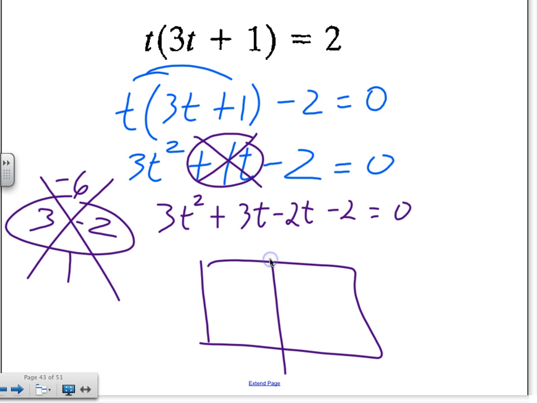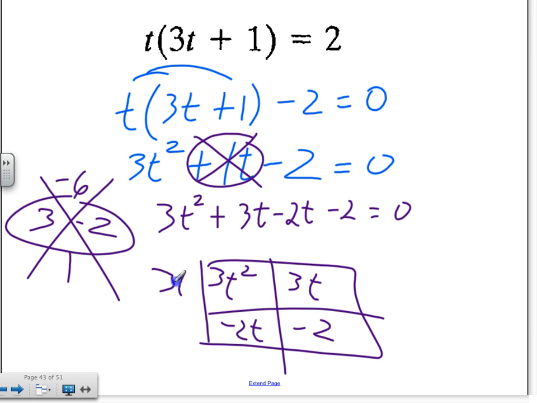Okay, so here's my box. I got myself 3t squared. Here's a 3t. Here's a negative 2t and a negative 2. Learn to copy down the terms correctly as well. What can I take out? 3t. And the bottom? Negative 2. First negative, I always take out. Do not forget about that. If I see a first negative, I take it out.